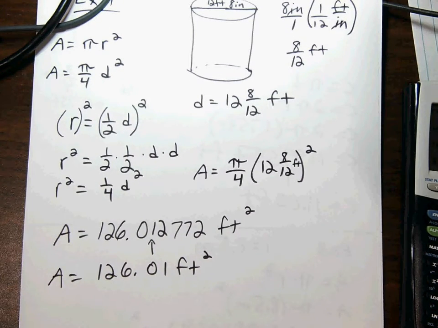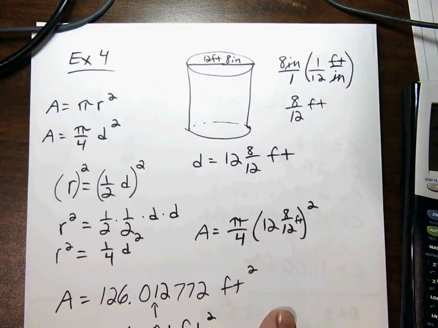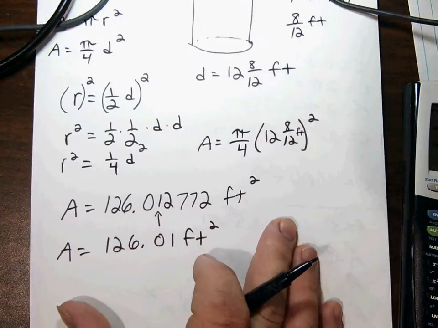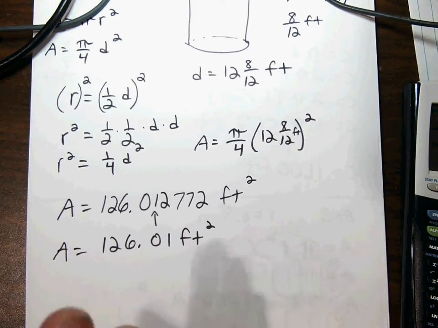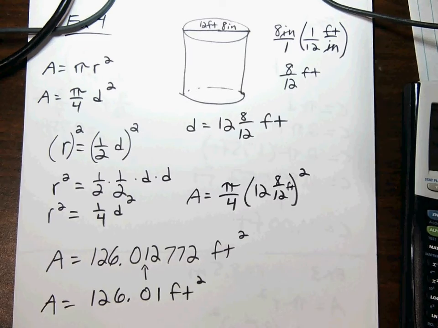All good there? So, we knew the diameter. The picture was a little confusing because it was labeling it as a radius but calling it a diameter, but the calculation was consistent. It was a diameter. We had the feet and the inches to deal with, but otherwise calculating area.